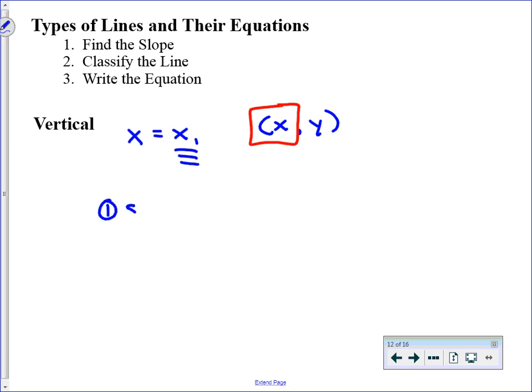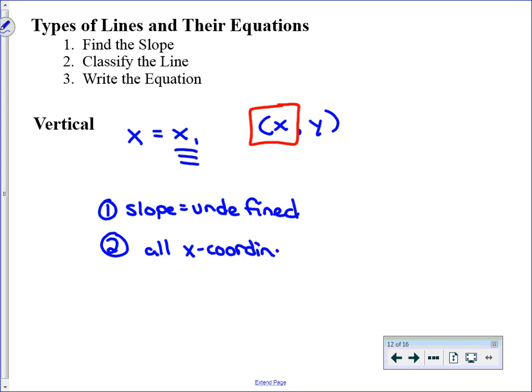There's also a few pieces of information that we know about this. The slope of every vertical line is undefined. And instead of all of our y coordinates being the same, now all of your x coordinates are going to be the exact same as well. And if we make a little sketch of what our vertical line looks like in some way, shape, or form, it's going to be a line that goes through only your x-axis.